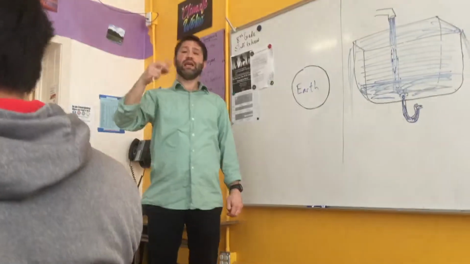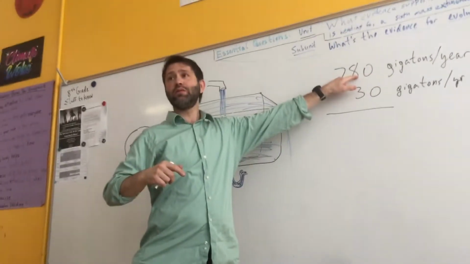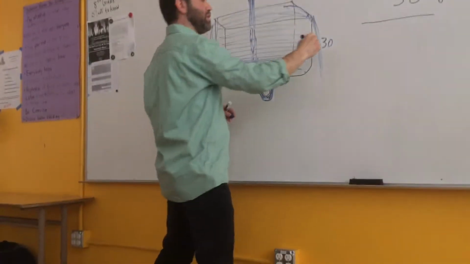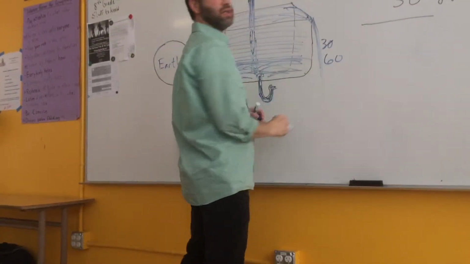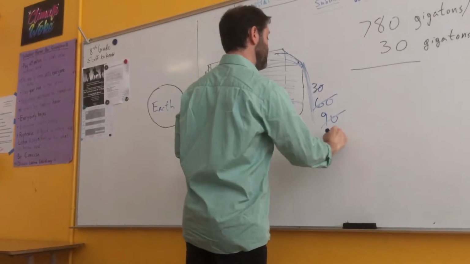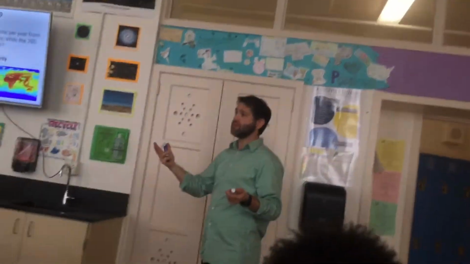Year after year, we're taking carbon that isn't part of the natural cycle and we're putting it into our atmosphere. The next year, it's 60. The next year, it's 90. The next year, it's 120. So, how long have we been putting carbon dioxide in excess of the natural cycle into the atmosphere? Probably like 300 years ago.